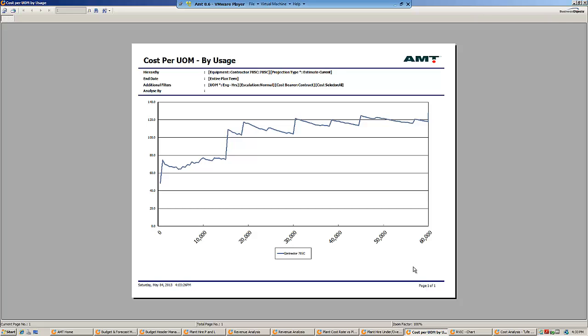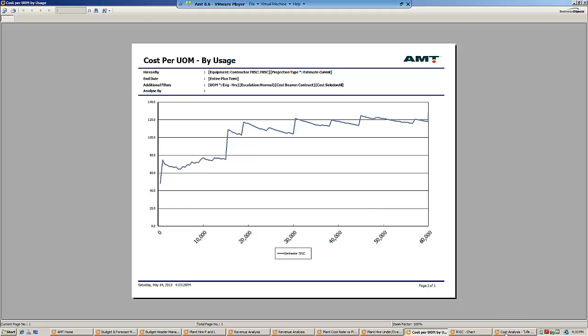AMT does what we call life cycle costing, so it'll forecast all your costs, capital costs, ownership, maintenance, for the entire asset's life cycle. So this is just a chart that shows your cumulative cost per hour over the life of the asset. So it's a high-level overview.